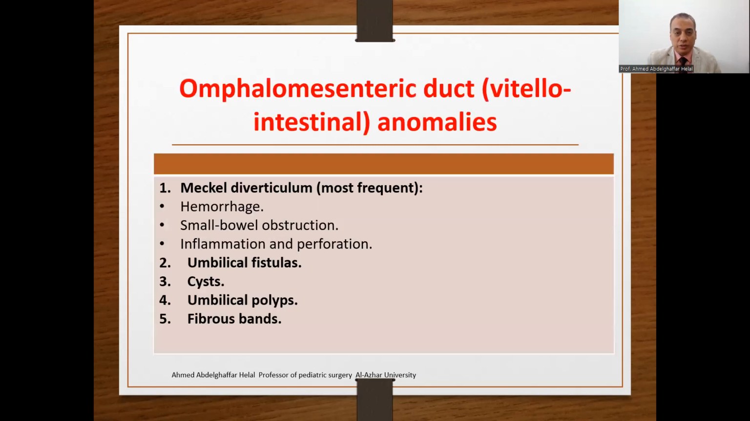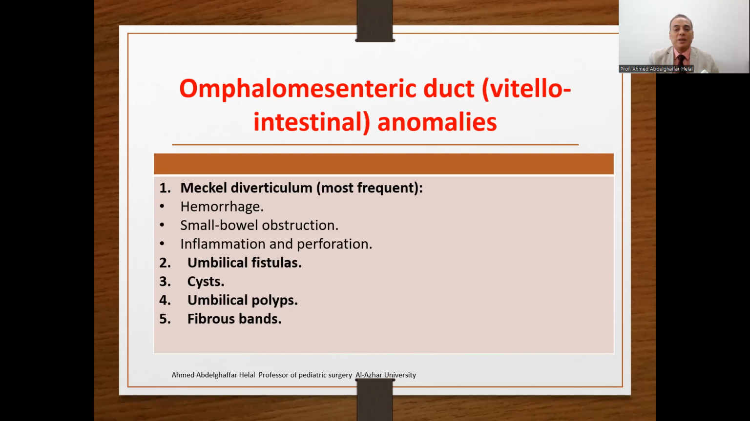It's very important. What are these remnants? What are the omphalomesenteric or vitellointestinal duct anomalies? They may form Meckel diverticulum, which is the most frequent, or umbilical fistula, umbilical cyst, umbilical polyp, or fibrous band. So these are the remnants of the omphalomesenteric duct.